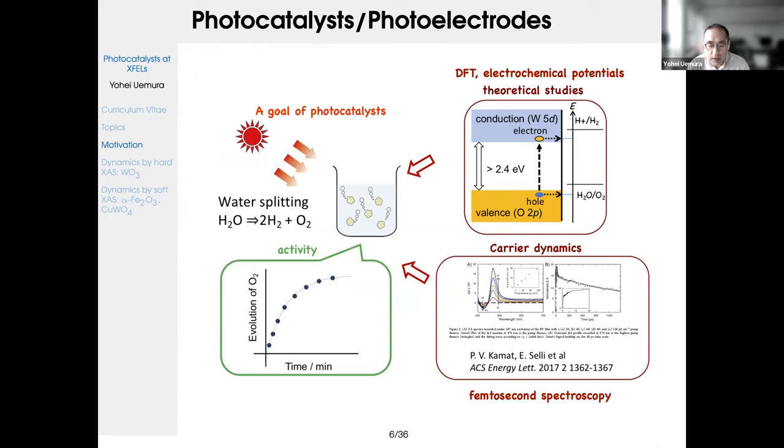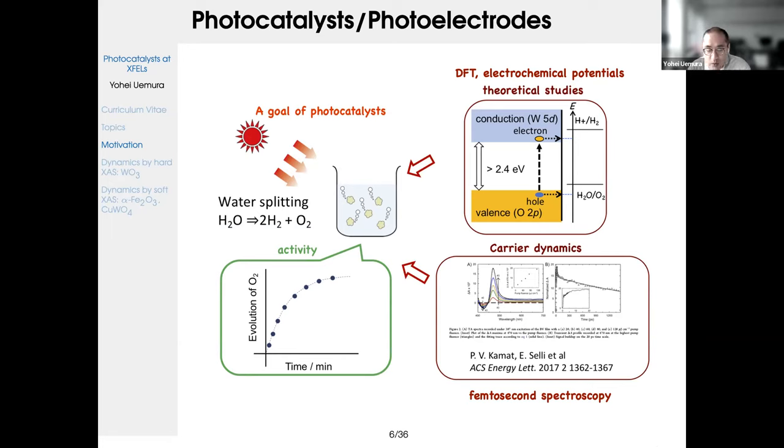In principle, I think the photocatalyst is one of the most ideal procedures to produce an energy resource. For example, if you put the photocatalyst into the water and then shine light, it can promote the water splitting reaction. Then the water will be converted to hydrogen and oxygen.